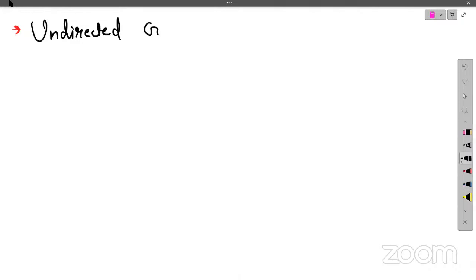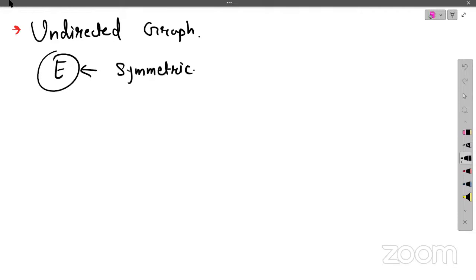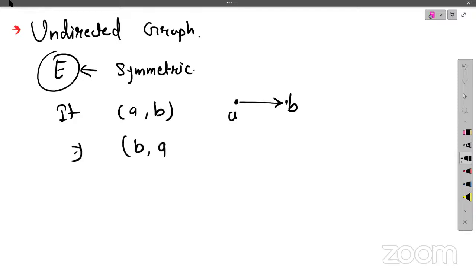So in an undirected graph, if you look at the set of edges E, this will be a symmetric relation. So this will satisfy the symmetric property. What is the symmetric property? Symmetric property means if there is an edge between A and B, then this will imply there will be an edge from B to A. So that means if we have a one direction edge, then we also have it in the other direction.